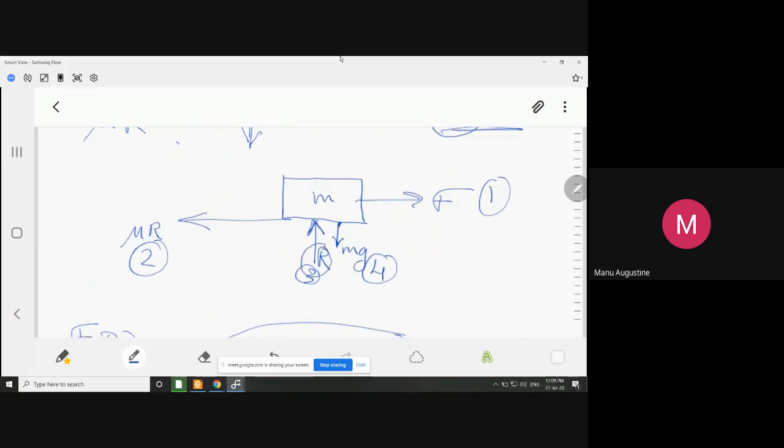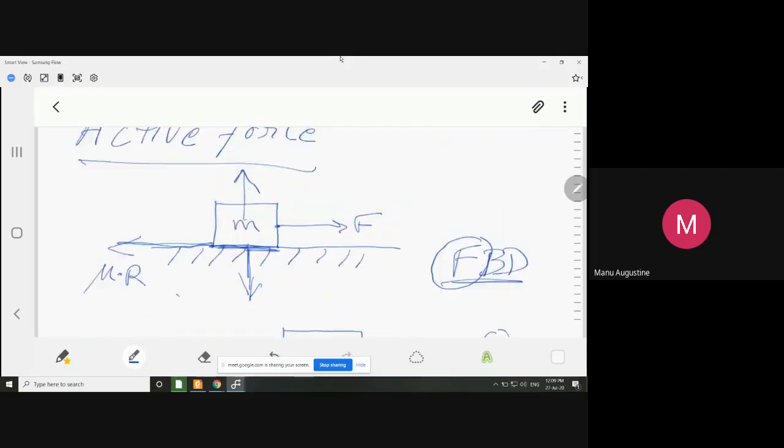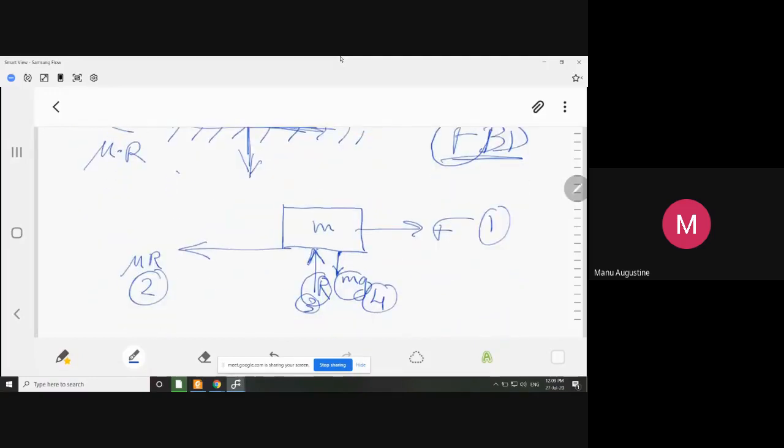So R and mg being vertical forces in this, and since vertical displacement is impossible for an object kept on a road or kept on a surface, so you can say that virtual work to be created for the reaction and mg force is also impossible. And since R and mg cannot create virtual work, you simply remove it from the free body diagram, and whatever remains becomes your active force diagram.